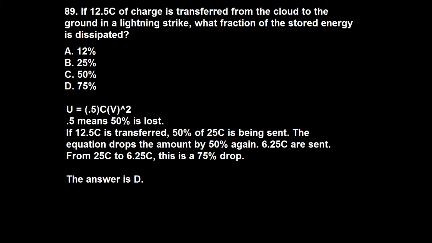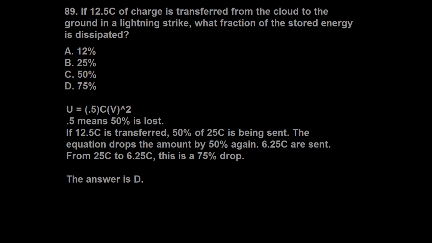Now, this 1/2 means that 50% is already lost, and 12.5 coulombs transferred is 50% of 25 coulombs, which is the charge of the actual system, meaning that it's already a 50% drop. Then the equation drops that amount by 50% again, meaning that in the end, 6.25 coulombs are sent out. This is a drop from 25 coulombs to 6.25 coulombs, so this is a 75% drop, meaning that the answer is D for question 89.